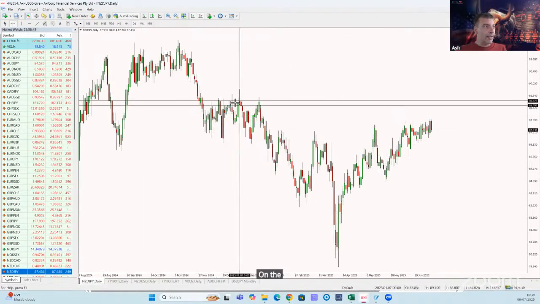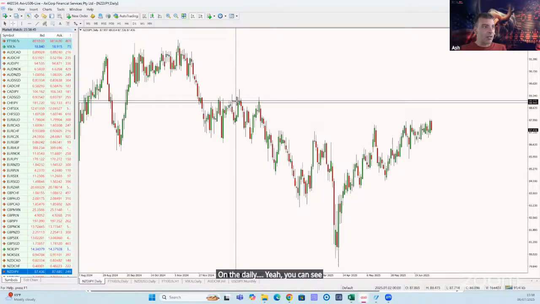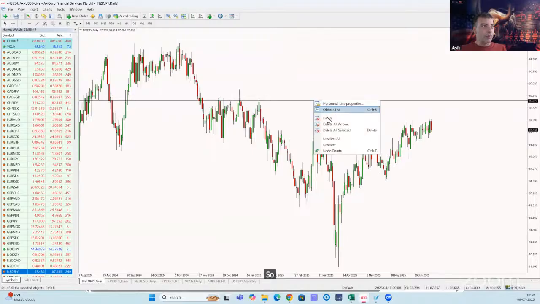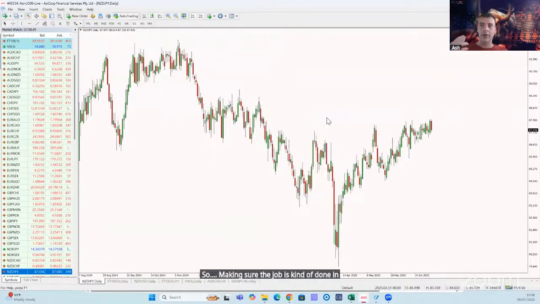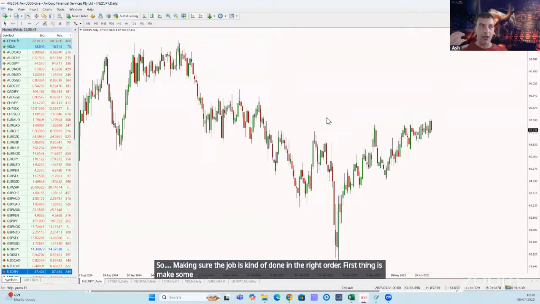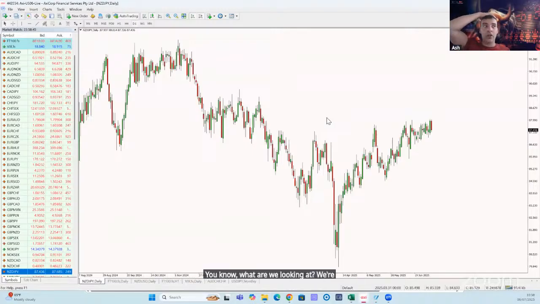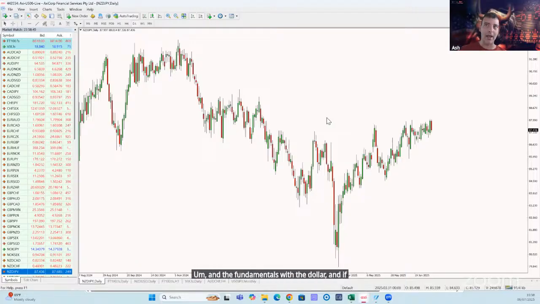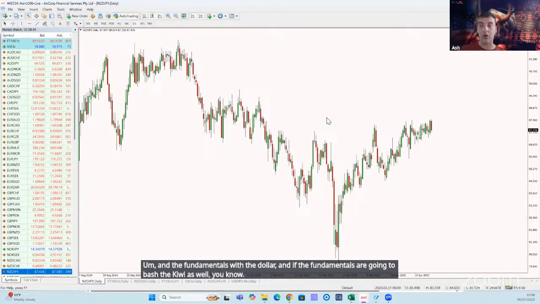On the daily, you can see there's a cluster here. So making sure the job is done in the right order. First thing is make some decisions. What are we looking at? We're looking at yen long, in accordance with seasonality, COT data, and fundamentals. We're looking at the Kiwi short, the dollar short, in accordance with seasonals and the fundamentals with the dollar. And if the fundamentals are going to bash the Kiwi as well, bash the global economy, that's going to bash the Kiwi. So we're okay looking at that.